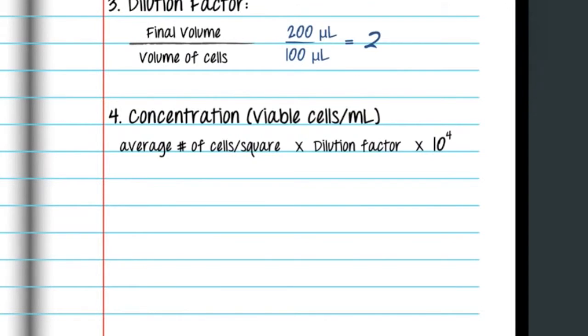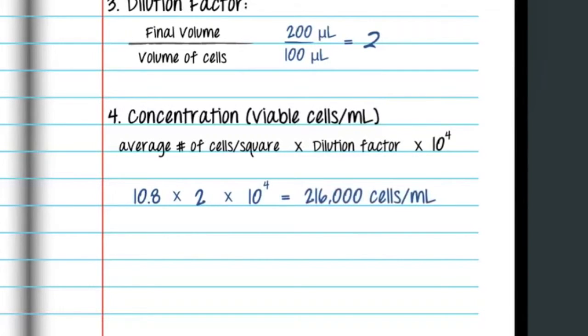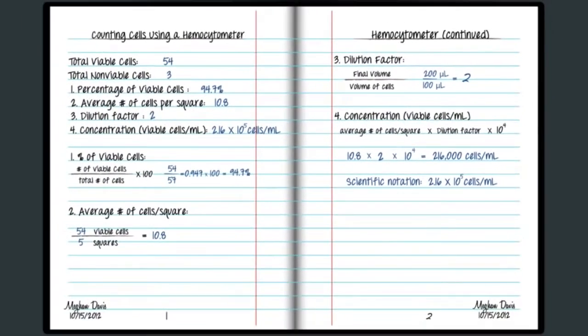Next, we need to calculate the concentration of viable cells, the number of living cells per milliliter. Our average count per square is 10.8. The dilution factor is 2. 10.8 times 2 times 10 to the 4th power equals 216,000 cells per milliliter. We can write the concentration using scientific notation as 2.16 times 10 to the 5th power cells per milliliter. From our calculations, we now know the concentration of cells in our culture is 216,000 cells per milliliter, and approximately 94.7% are viable living cells.